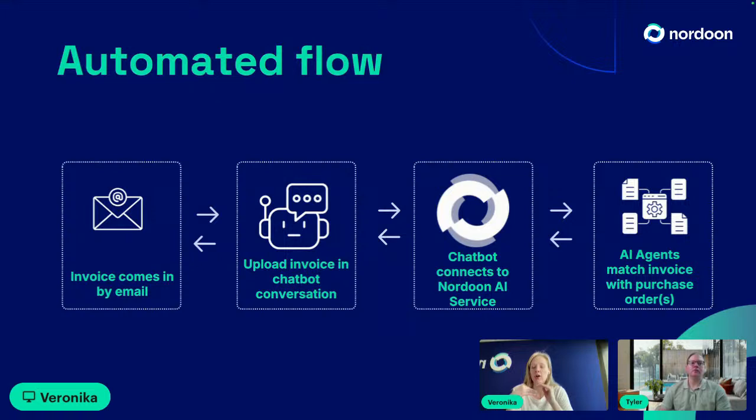This happens not even in a matter of minutes, it's more a matter of seconds. So what happens in the end, in the back, is that the chatbot communicates to the Nordoon, sends the invoice, and then AI agents compare the invoice to the internal database where the POs, the PO numbers and the SKU codes are, and then it flags the errors or the mismatches, sends that back to the chatbot, and then the chatbot gives you a summarized result of what the AI agents found.